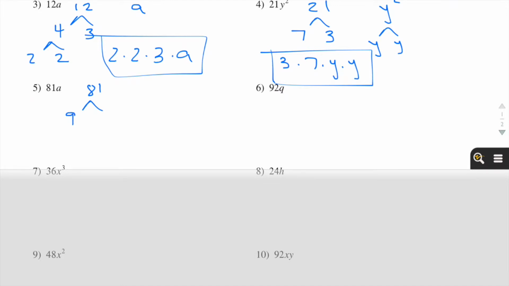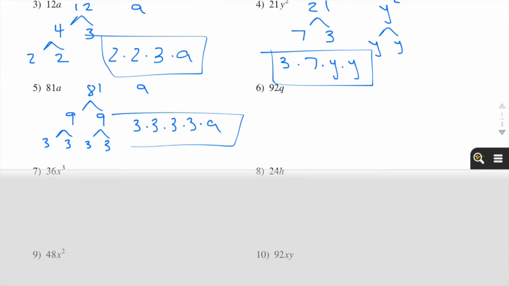9 times what gives us 81? 9 times 9. Break down this 9, we get 3 and 3. Break down this 9, we get 3 and 3 as well. Those can't break down any further. So let's go ahead and try a. A is in its simplest form, so our final answer is 3 times 3 times 3 times 3 times a. And that's our final answer.